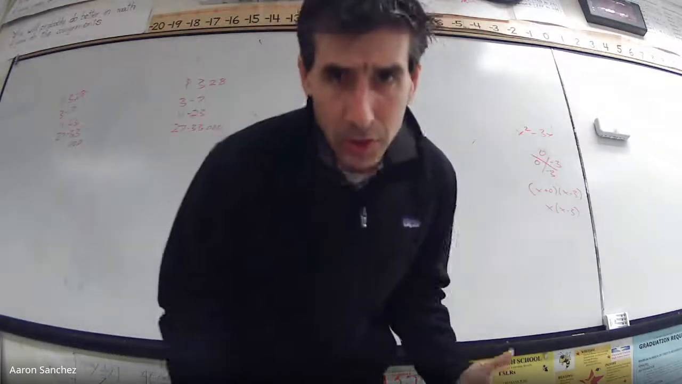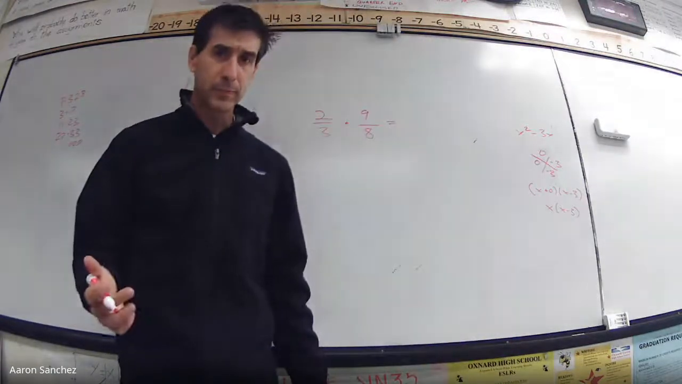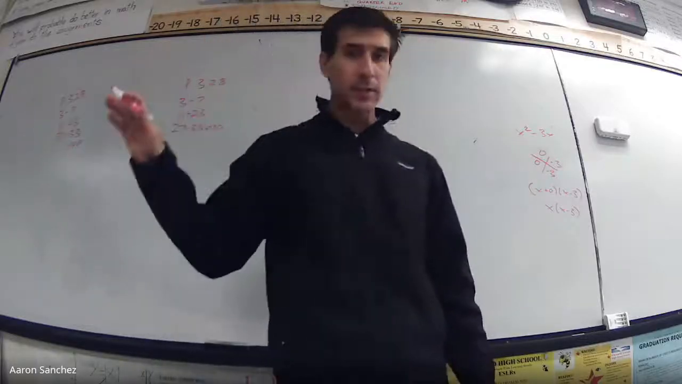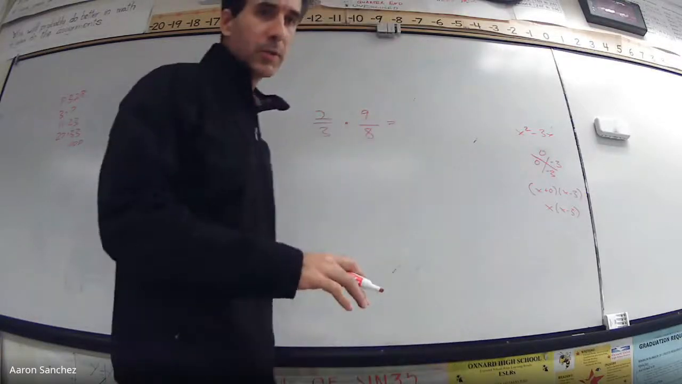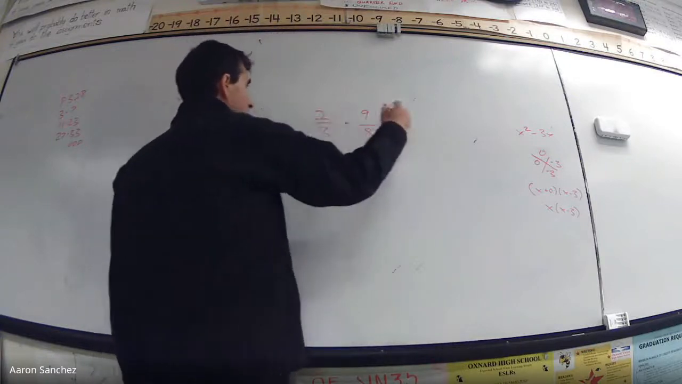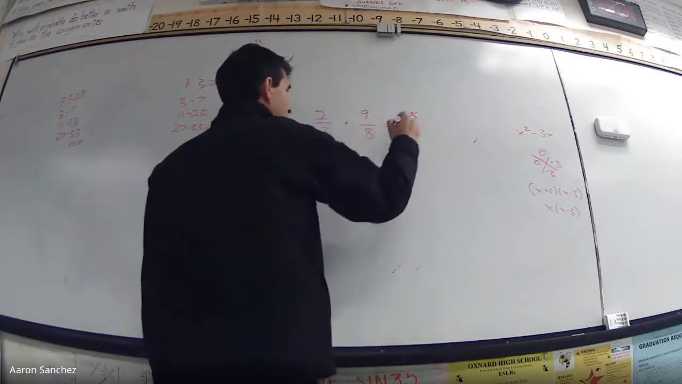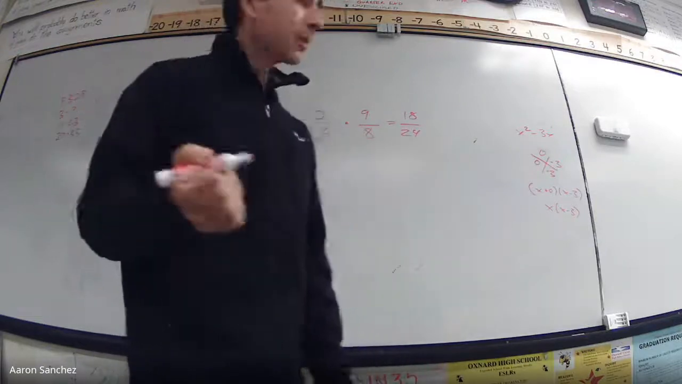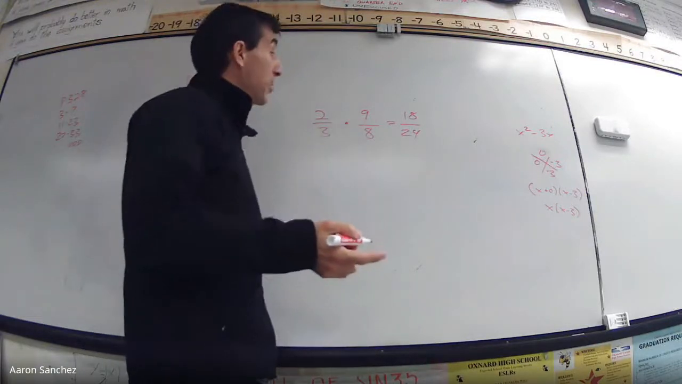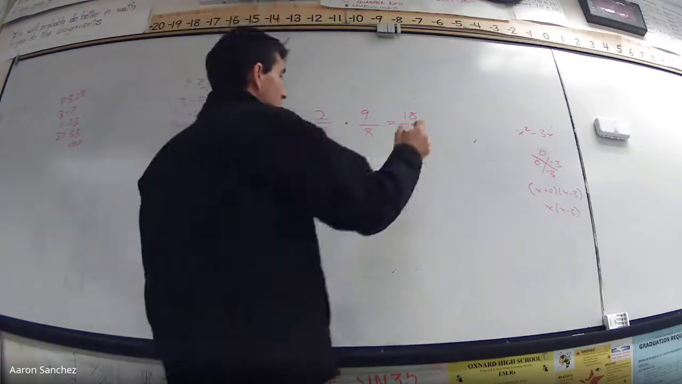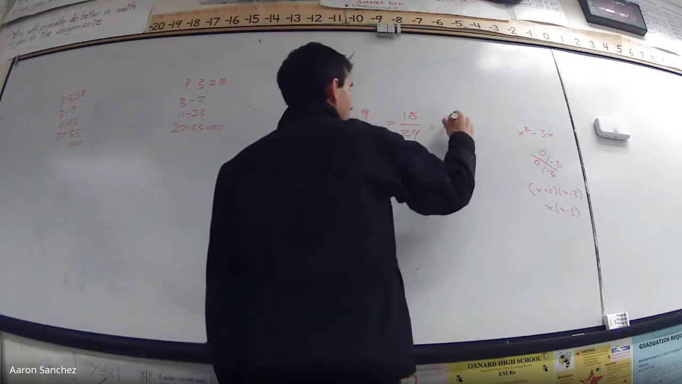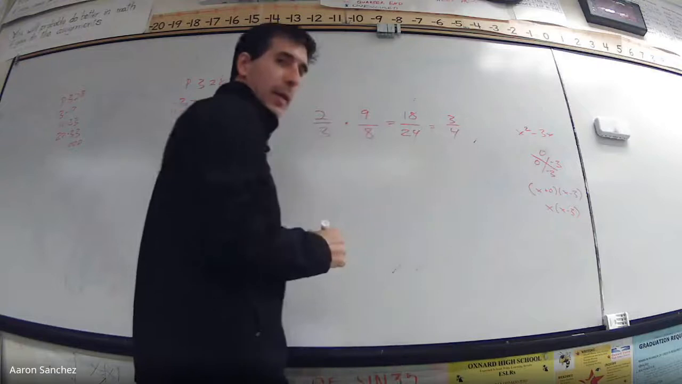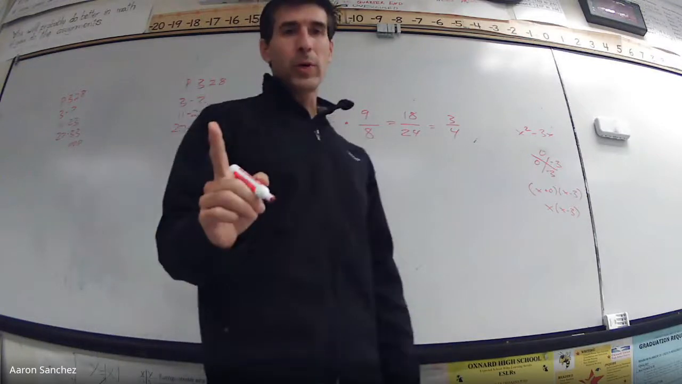Ian, do you know how to solve this? Don't you just multiply the tops and the bottoms? Yeah, just multiply numerators, denominators. That's all you got to do, right? Just go 2 times 9 is 18. 3 times 8 is 24, okay? Now we have to reduce. These are both divisible by 6, so this becomes 3 over 4, okay? Now that's one way to do it.